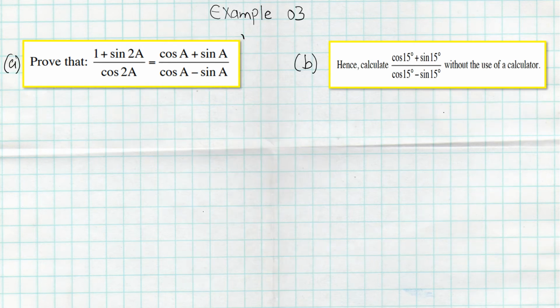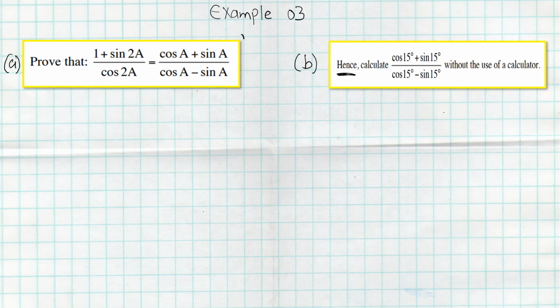Okay, let's come to B. So B is a follow-up question. It says hence, and I already told you that whenever you are given the word hence in a question, they want you to use the previous question. The previous question A should guide you in order to get the answer of this question, right? So they said hence calculate cos 15 degrees plus sin 15 degrees over cos 15 degrees minus sin 15 degrees without the use of a calculator.